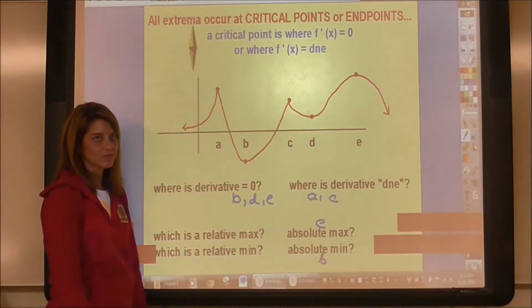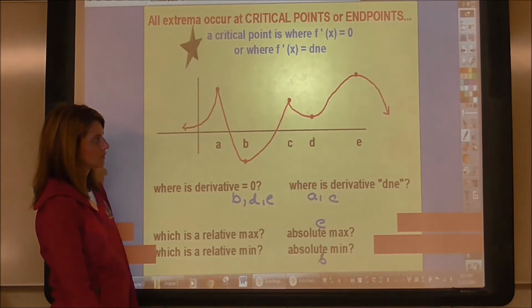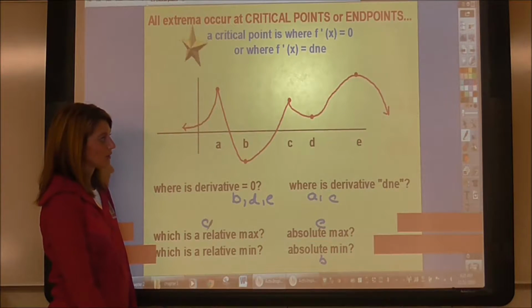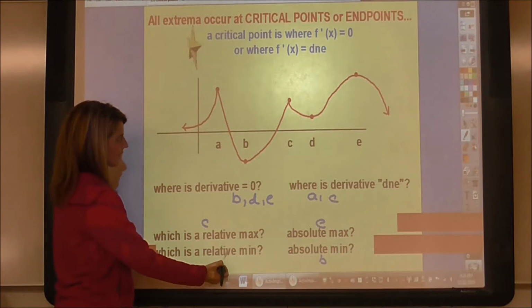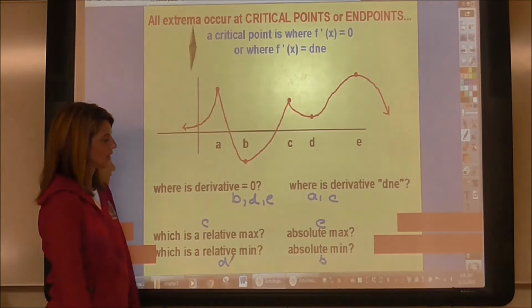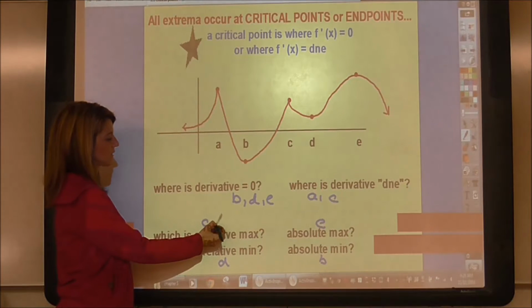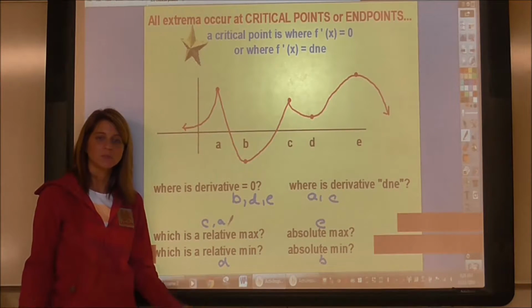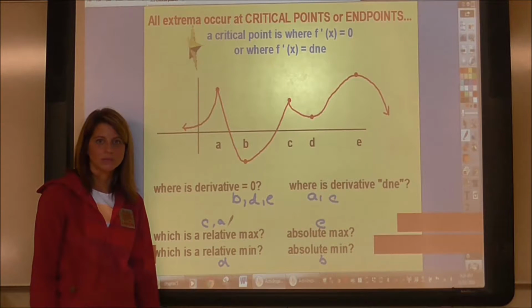What about that relative maximum that I was kind of looking for before? C is a relative maximum. What about relative minimums? I think I've got D. Well, let's see. Oh, I just need an A on here, right? A is a relative maximum. All right. So I think I have all of my maximums and minimums, and they came from these points.